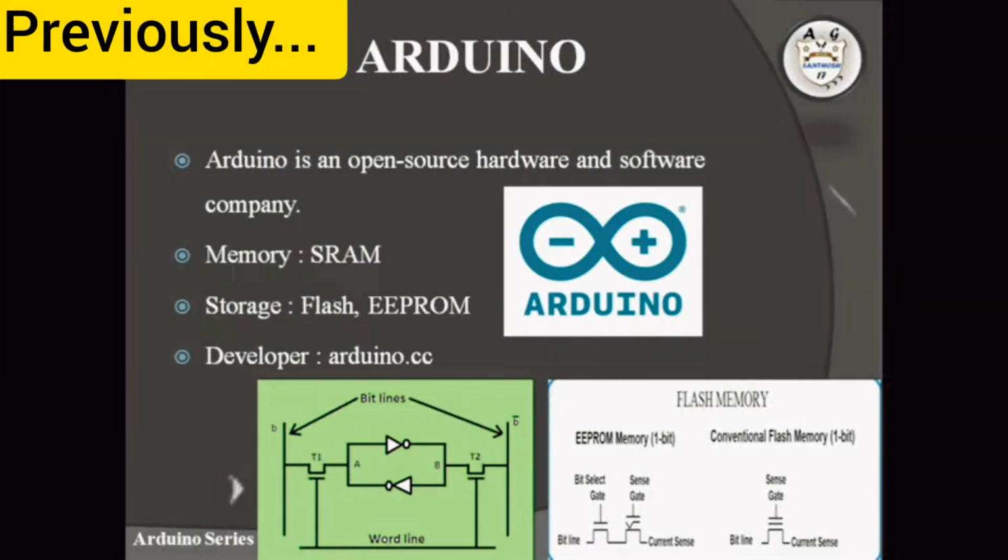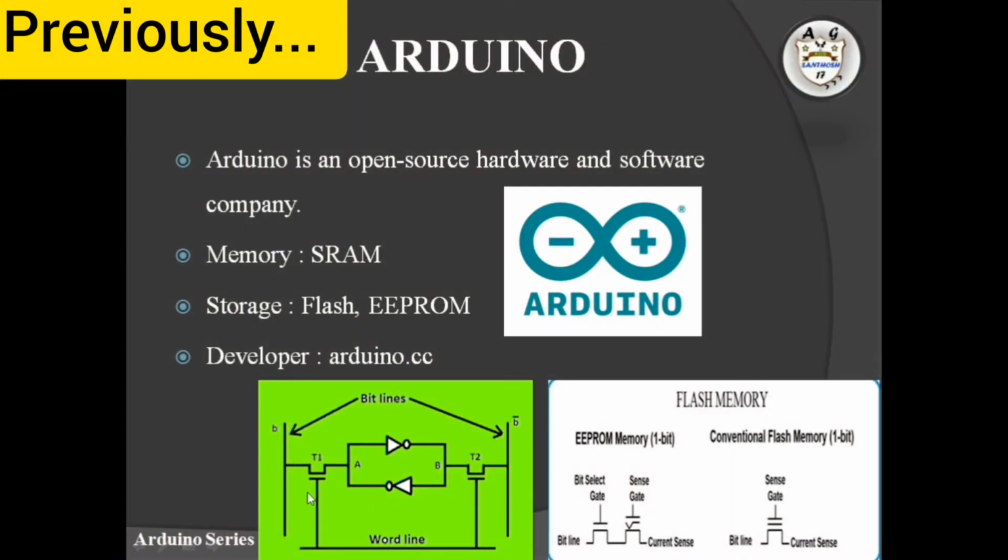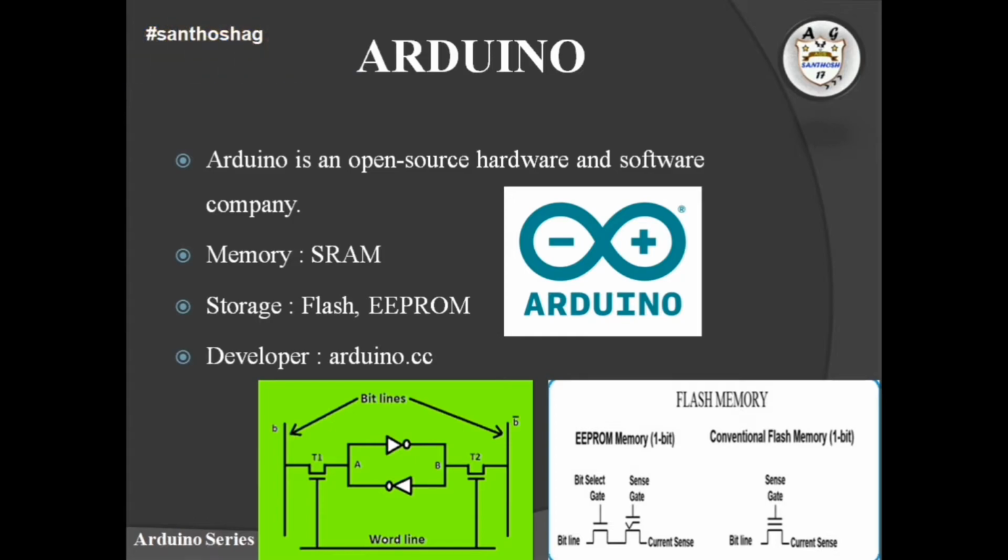Static random access memory consists of two transistors T1 and T2, bit lines and a word line. This static random access memory circuit is of various types. Here in this diagram it is mentioned with two transistors. Also it can be four transistors, six and eight, like 4T, 6T and 8T, etc.